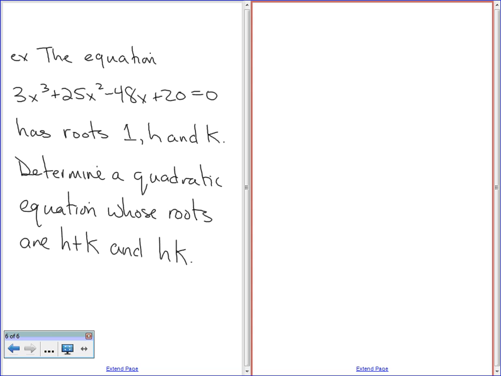Okay, so this question reads: the equation 3x cubed plus 25x squared minus 48x plus 20 is equal to 0 has roots of 1, h, and k. When it says it has roots, what does roots mean again in math? What are the roots of a function, Rebecca? Yeah, the x-intercepts, the answer. So that means if I solve this equation, I'm going to get 1 as an answer, and I don't know the other two, so I call them h and k. I want to determine a quadratic equation whose answers are h plus k and h times k. What do you think I should do?